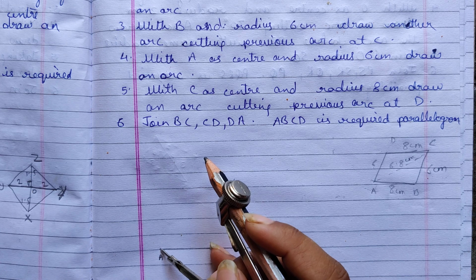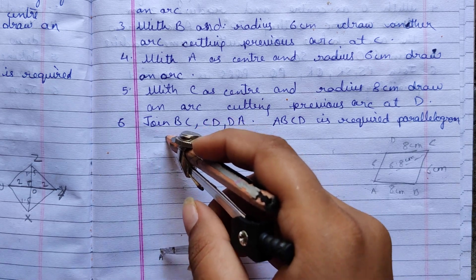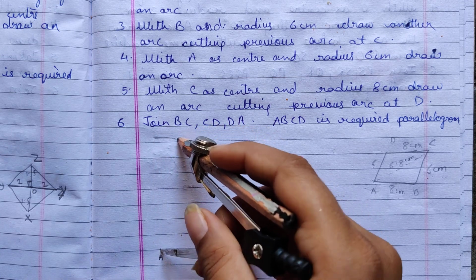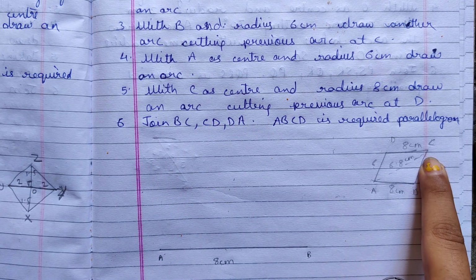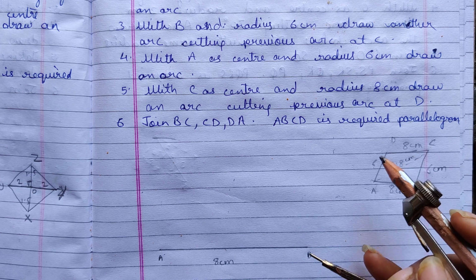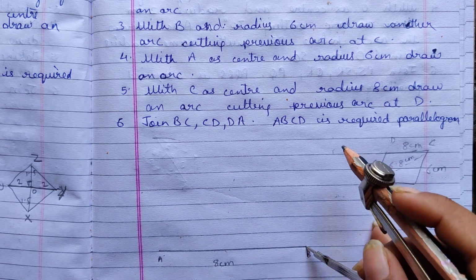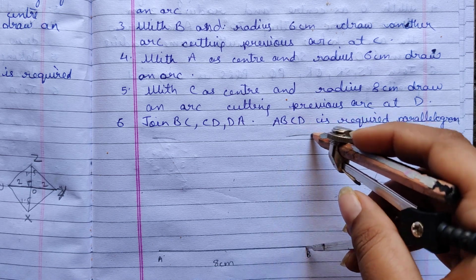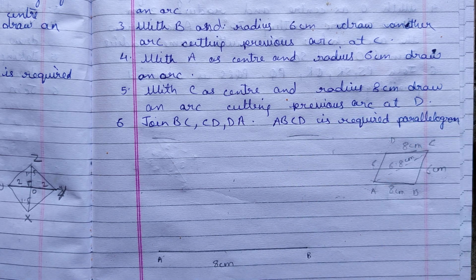Keep it at point A and draw the arc. This is point A, and draw the arc. Similarly, from B to C the length is again 6 centimeter. So we will just keep the compass at point B and draw the arc here also without changing the radius. Now the distance between A and C is 6.8 centimeter.